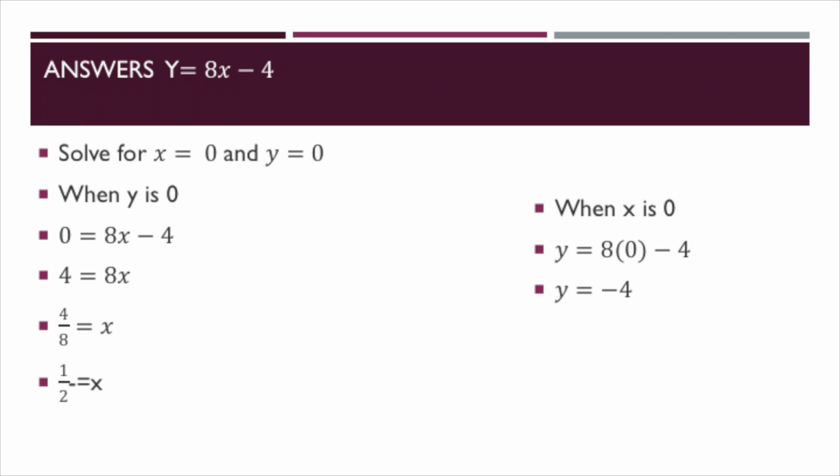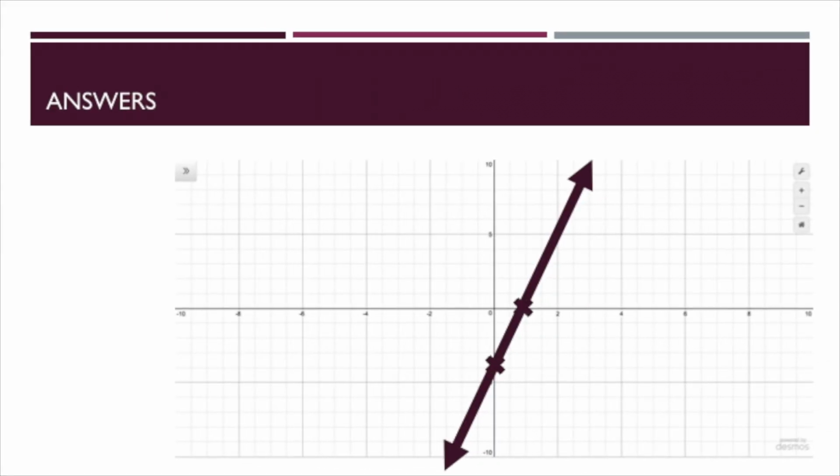Now, let's solve for when x is 0. Well, y equals 8 times 0 minus 4, so y equals negative 4. Now we mark those 2 points on the graph, where x is 0 and y is 0, and we connect them together.